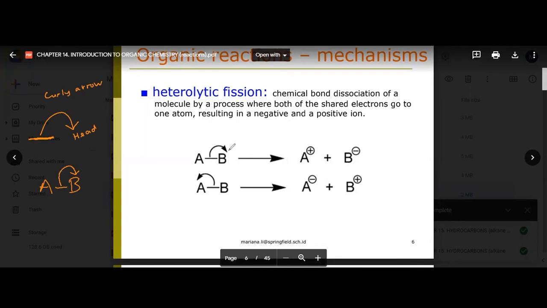Okay, this is too far. Yeah, this is too far. It should be at B. Okay. So please don't draw the curly arrow, for example, from this to this. Okay, this is wrong. Why?